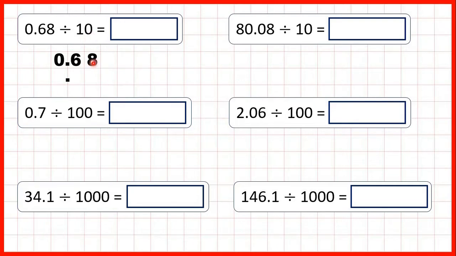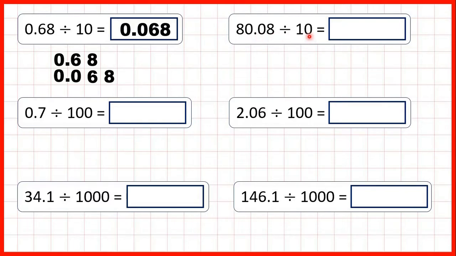So if we copy down this 8, 1 square to the right, do the same with this 6, and with this 0, we get 0.068. But we know that the digit before the decimal point is our ones digit, and we can never have an empty ones column. So we need to write 0 in this empty square, and that gives us our answer, 0.068.